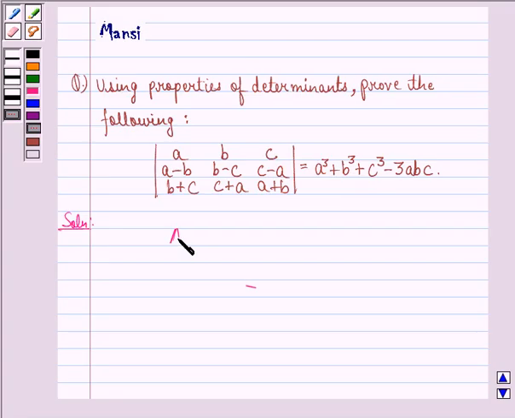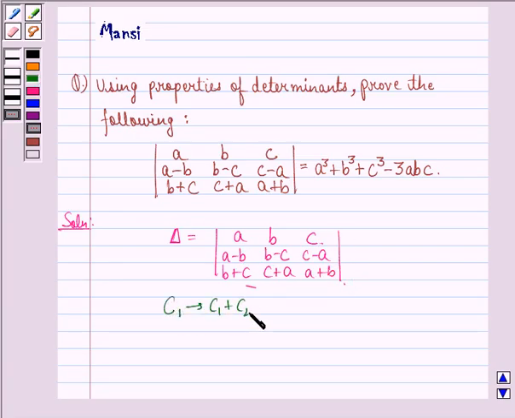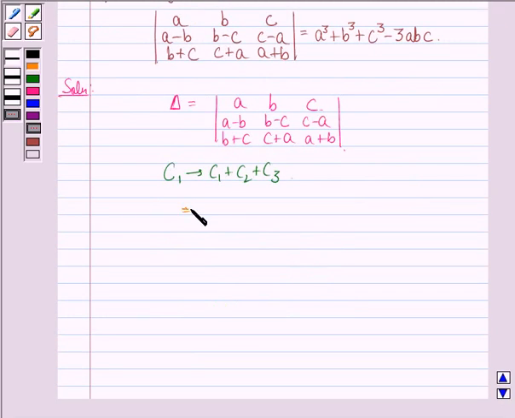Let the given matrix be delta, that is determinant |A, B, C; A minus B, B minus C, C minus A; B plus C, C plus A, A plus B|. Now applying C1 goes to C1 plus C2 plus C3, we get determinant |A plus B plus C, B, C; 0, B minus C, C minus A; 2A plus 2B plus 2C, C plus A, A plus B|.